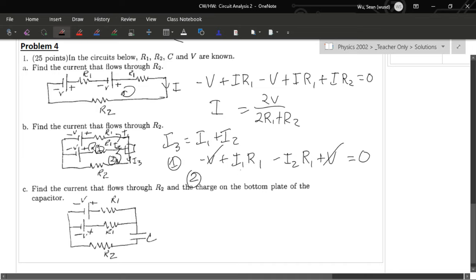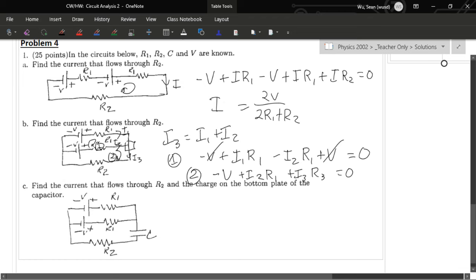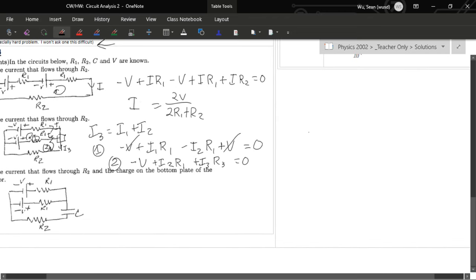So for loop 2, this is going to be minus V plus I2 times R1 plus I3 R3 is equal to 0. So what we end up having here from this problem is that I3 is going to be equal to I2 plus I1.